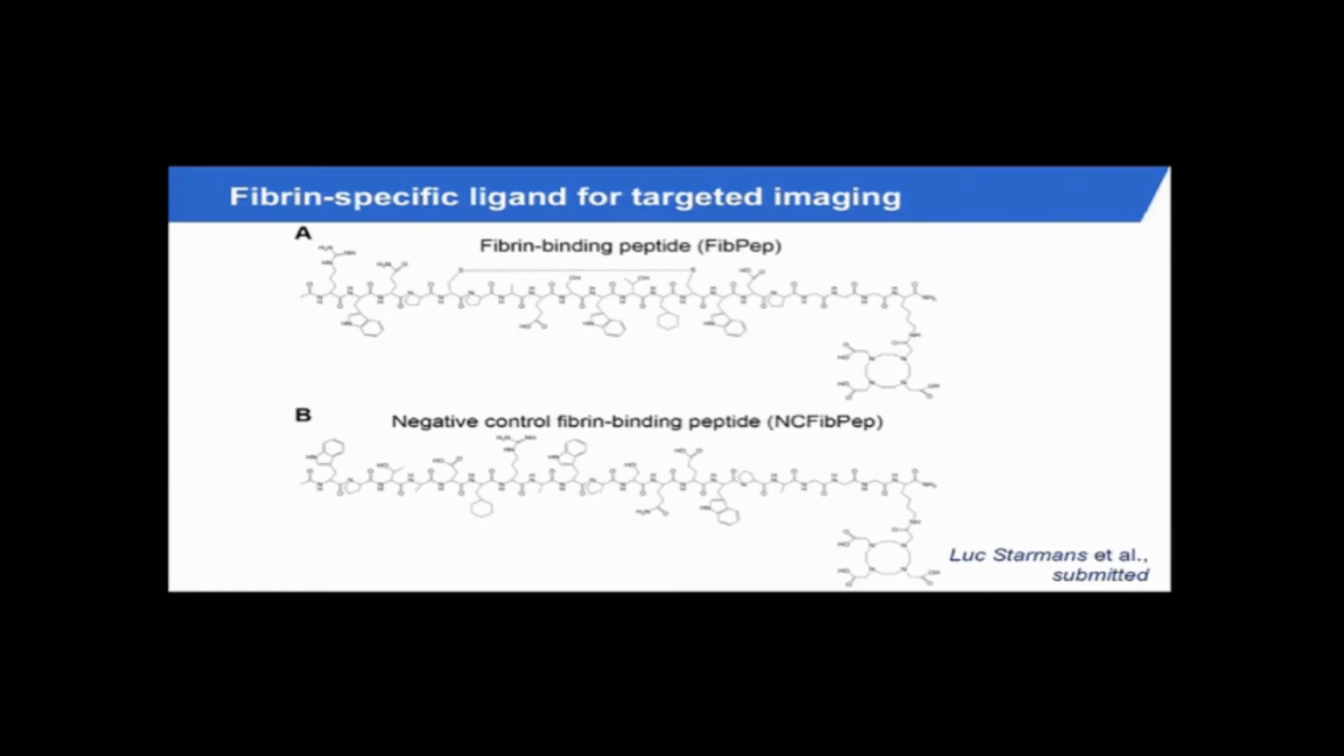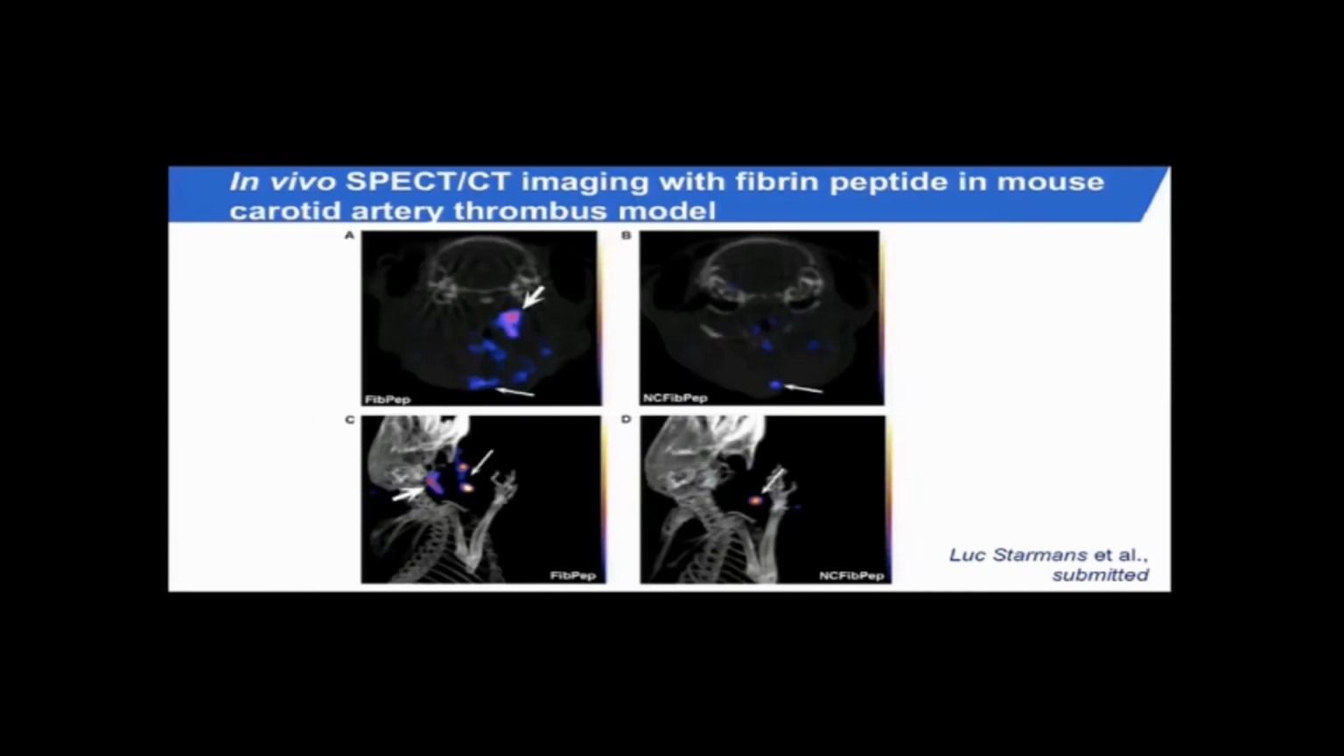So this is a probe which was recently synthesized by Luc Starmans, a functional fibrin binding peptide, and this is a non-functional control that he equipped with a SPECT ligand in this chelate moiety, a SPECT label, so a gamma emitter. And then this shows in two different orientations that there's a very strong signal change in case of the functional peptide for a thrombus model in the mouse carotid artery. And you can see that the non-functional peptide does not show any signal change.